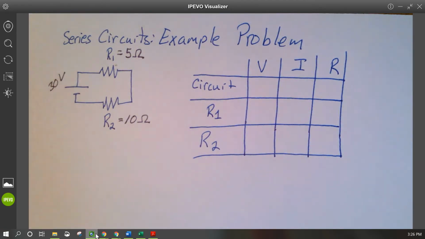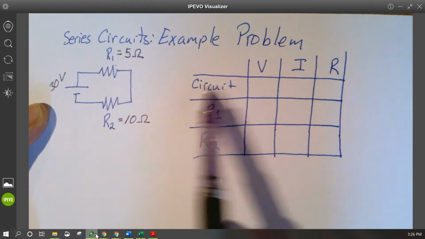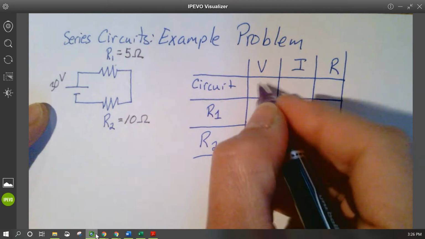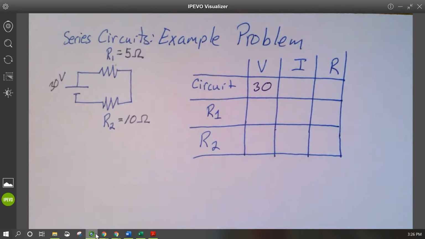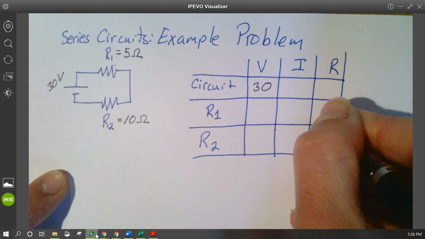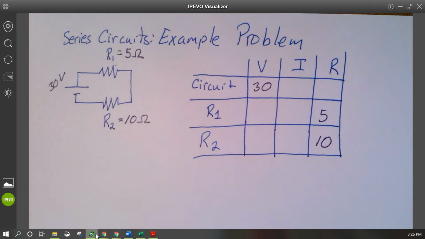So first thing I'm going to do here is fill in my knowns in the chart. The first line is for the battery, or whole circuit, or equivalent, whatever you want to put up there. So I've got a 30-volt battery, so my overall voltage for the entire circuit is 30 volts. I don't know the current through the whole circuit. I don't know the equivalent resistance of the whole circuit. But I do know resistor 1 has 5 ohms of resistance and resistor 2 has 10 ohms of resistance. So I'm going to fill those in right there.